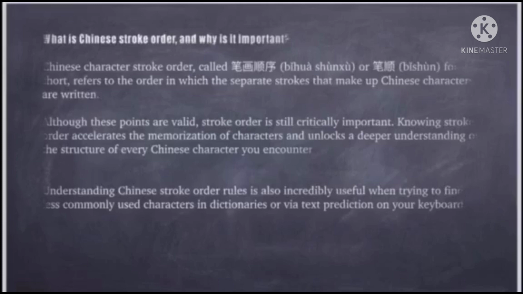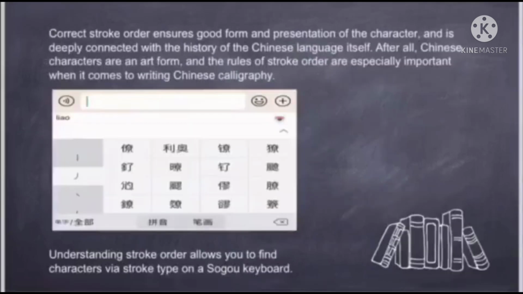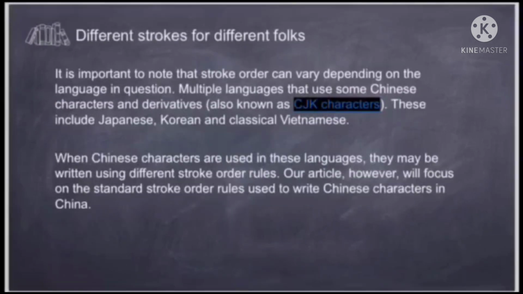these commonly used characters in dictionaries or via text prediction on your keyboard. Correct stroke order ensures good form and presentation of the character, and is deeply connected with the history of the Chinese language itself. After all, Chinese characters are an art form, and the rules of stroke order are especially important when it comes to writing Chinese calligraphy. Understanding stroke order allows you to find a character by stroke type on a Sogou keyboard. Different strokes for different folks.